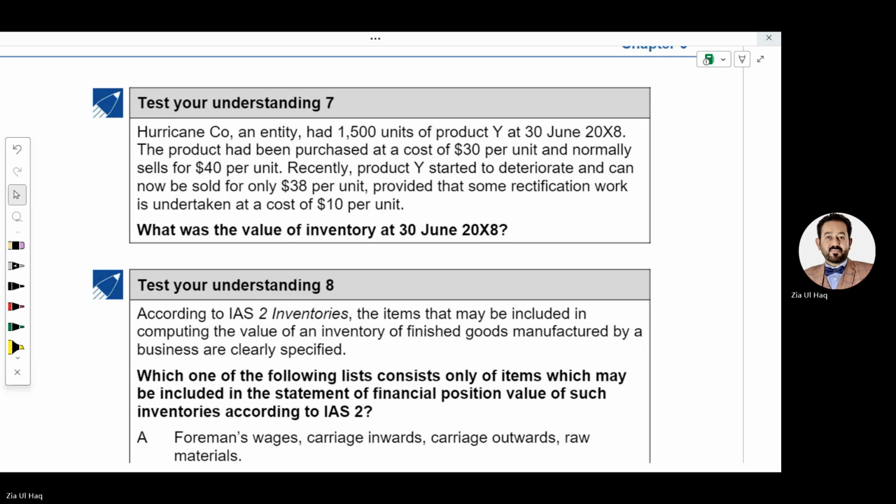Hurricane, an entity, had 1,500 units of product Y at 30th June. So these are the units. The product had been purchased at 30 cost and normally sells for 40. Recently, product Y started to deteriorate and can now be sold for 38. And rectification work is 10, so 38 minus 10 is 28. So what is lower? 28. So 1,500 into 28, what is? 14,000? 42,000.